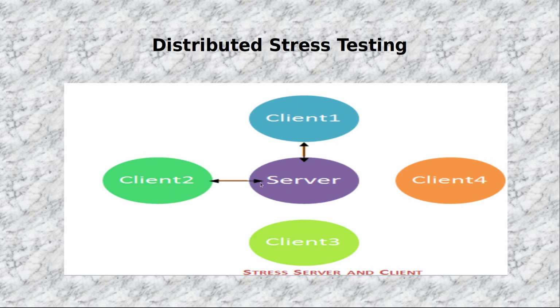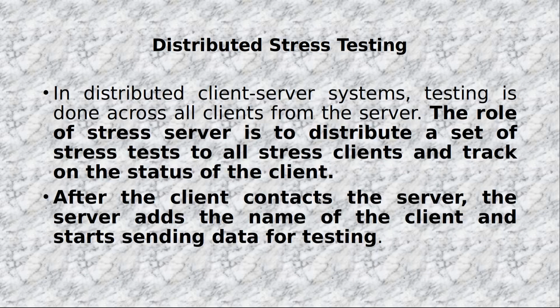Here is another type, distributed stress testing. The client, this is the server. The server distributes the workload to all of its clients. Now the two clients are not connected. In distributed stress testing, the role of the stress server is to distribute a set of stress tests to all stress clients and track the status of the clients. So the workload is distributed to all the clients, then it tests the client status. Then each and every client name should be added to the server.